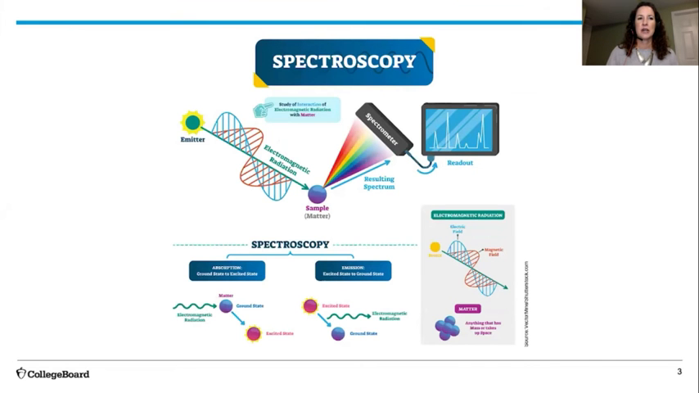Spectroscopy is the measurement of spectra produced when matter interacts with or emits electromagnetic radiation. The light that is emitted, absorbed, or scattered can be used to identify and quantify substances. At the bottom of this image, you can see that we're talking about the absorption or the emission of electrons to their excited or ground states. You can also see, as a generic way of thinking about spectroscopy, that you have your electromagnetic radiation hitting a sample, which is then processed through the spectrometer, and then you get a readout.